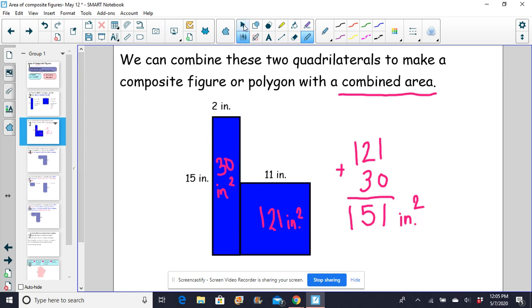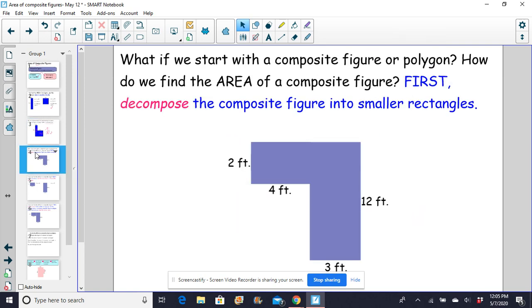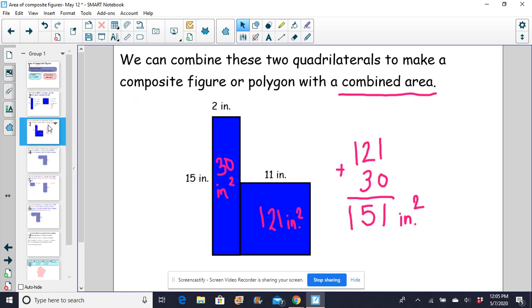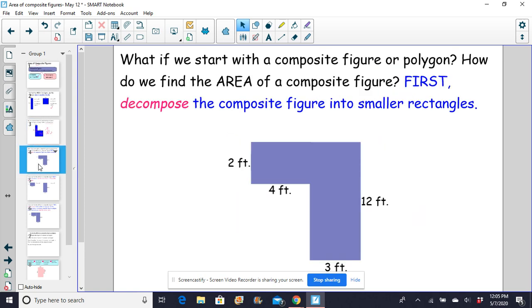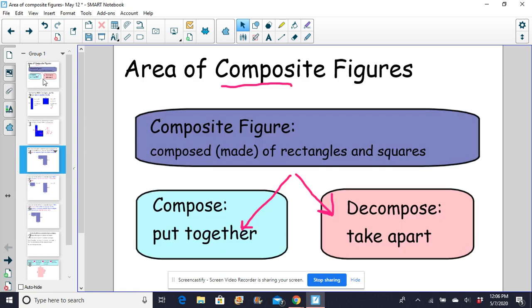But what if we start with the composite figure or polygon? All right, in this last slide, I actually made one. But what if we actually start with a composite figure? How do we find the area of that composite figure? Well, there's a couple steps that you can follow. So first step is that you're going to want to decompose the composite figure into smaller rectangles. Decompose, what does that mean? Yeah, decompose means to take apart.